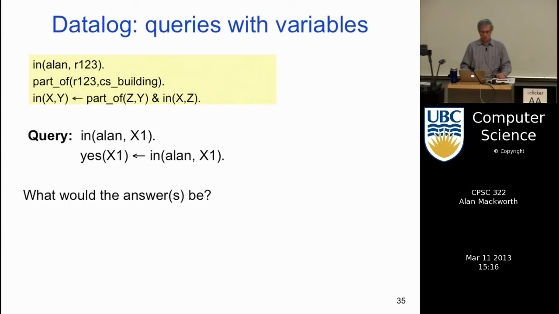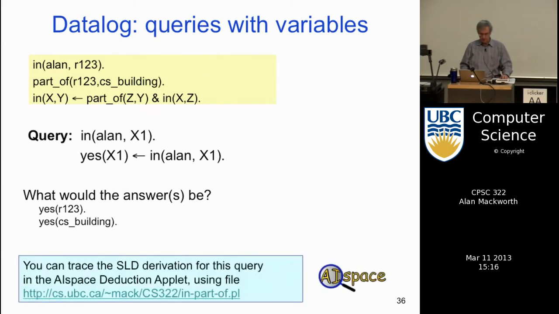So it's clearly, this will work. So R123 will work, but it'll also return yes on CS building, just as it did before, because there are two things that Alan's in. He's directly inside R123, but R123 is inside the building, so Alan is in the building. So this in predicate can be thought of as the transitive closure of the part of relation here.